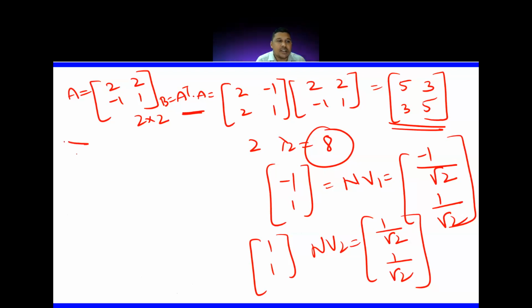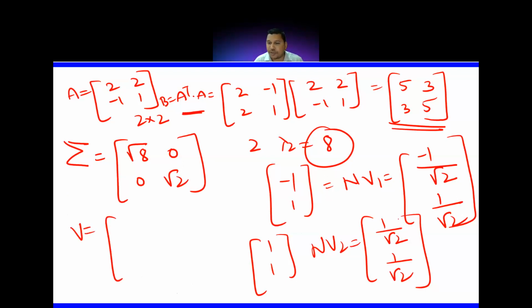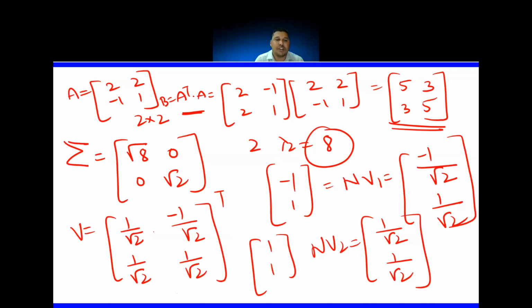So I form my matrix like this: square root of lambda 1, 0, 0, square root of lambda 2. So square root of 8, 0, 0, square root of 2. This is my sigma. Now the V matrix is nothing but the normalized eigenvector for 8, so 1 by square root of 2, 1 by square root of 2, minus 1 by square root of 2, 1 by square root of 2, whole transpose. This is my V matrix. You can include the transpose later, but you find the V matrix. So you got sigma, you got V. Now the target is to find the U matrix.